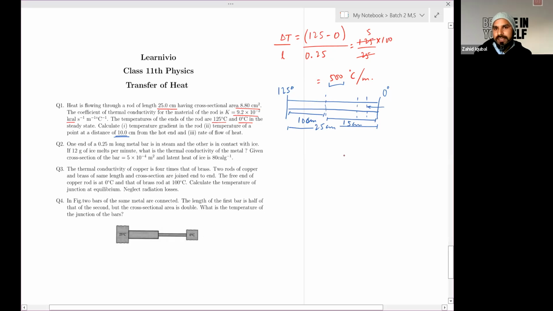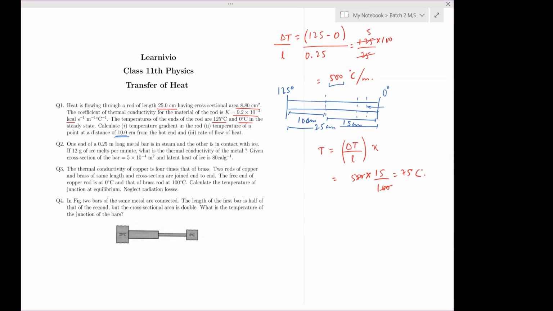So the temperature at any point related to the temperature gradient will be delta T by total length multiplied by X from that cold end. So delta T by L we have 500, and X, the length of the rod from the cold end, is 15 centimeter, divided by 100. The zeros will cancel out. 15 into 5 is 75 degrees Celsius. Okay. Is it clear?